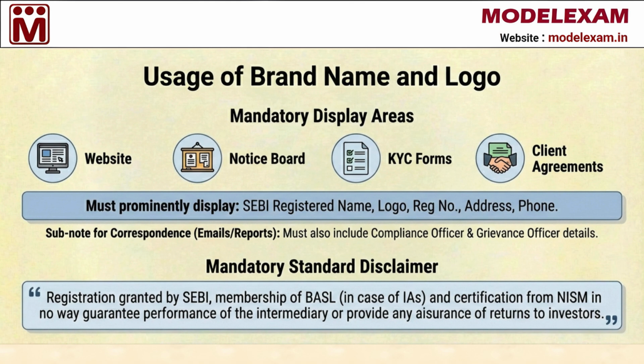Your brand name and logo usage also requires transparency. You must display your SEBI registered name, logo, and registration number on all public facing platforms. This includes your website, notice board, KYC forms, and client agreements. For correspondence like emails, you must also list the details of your compliance officer and grievance officer. Additionally, you must display a standard disclaimer stating that SEBI registration does not guarantee performance or returns. Note that while you can use your own logo, you are strictly prohibited from using the SEBI logo.